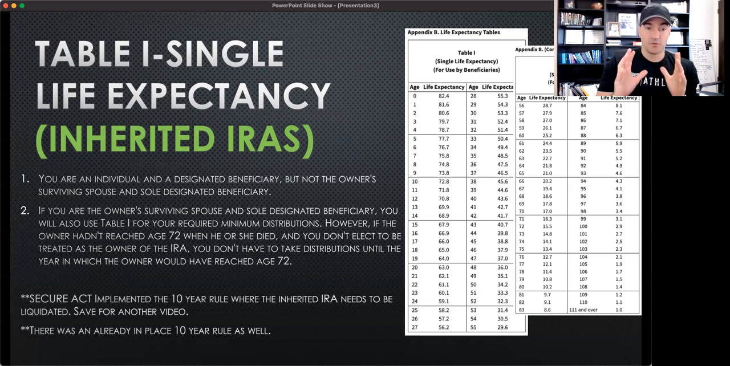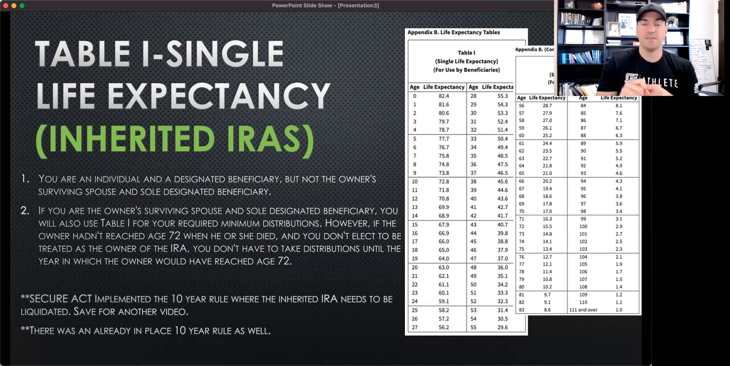The situations are this. There are two times that this is going to apply. You are an individual and a designated beneficiary, but not the owner's surviving spouse and sole designated beneficiary. So mom or dad passed away, and you're inheriting the IRA based on you being a beneficiary, transferred directly to you. Very simple. You open up an inherited IRA account, you receive the funds. You're going to potentially need to start taking required minimum distributions.